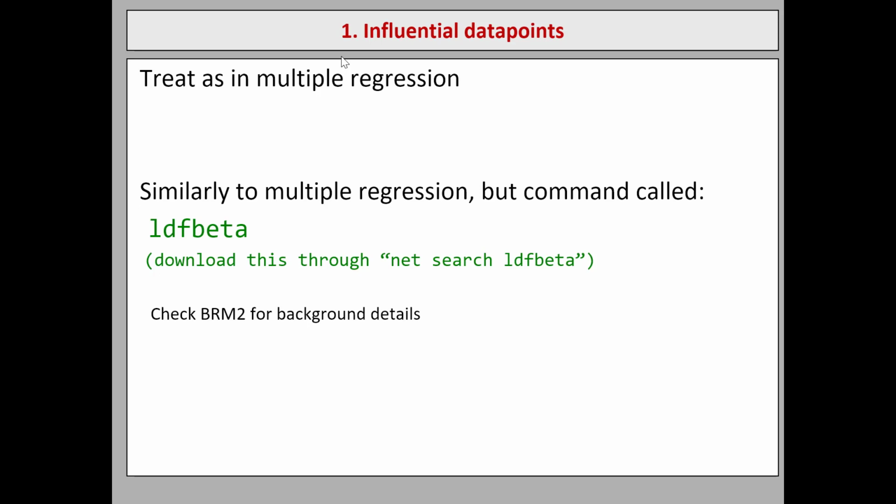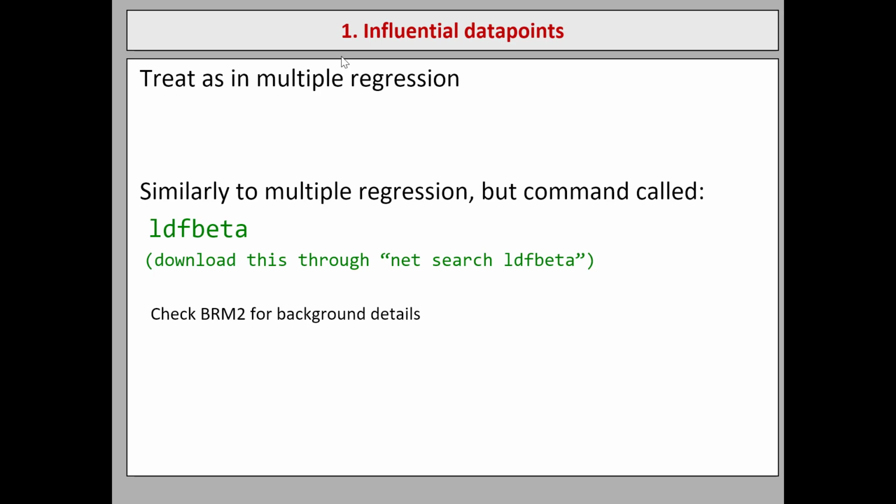And it would have been nice if Stata would have allowed us to type dfbeta also after logit, but it doesn't. We need a separate command for that, and that separate command is called ldfbeta, with the L for logit, and you have to download it. If you type net search ldfbeta, you'll find it, and you can run it right after a logistic regression. I think I have an example here, so that you can see it happening. So you install this command once, then it will work.